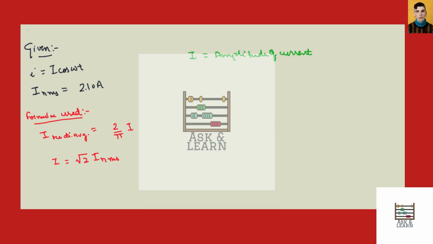So let's do part one, part A. We have I equals root 2 times IRMS. So the amplitude of the current is root 2 times 2.10, which equals 2.97 ampere.